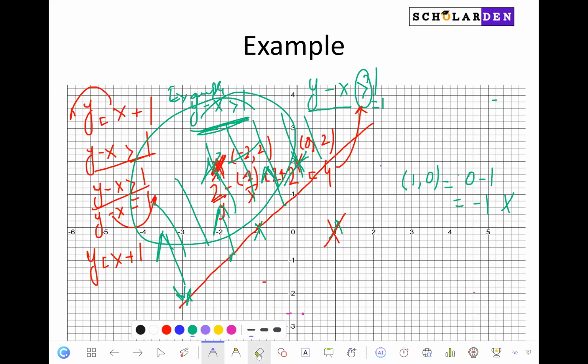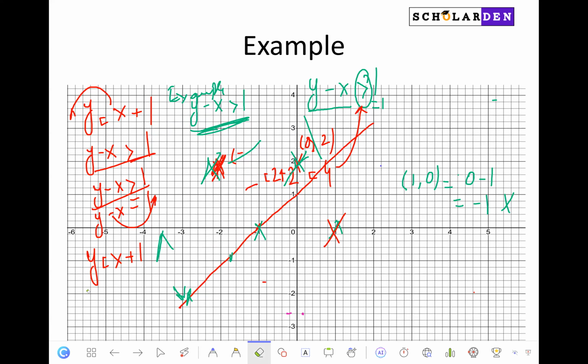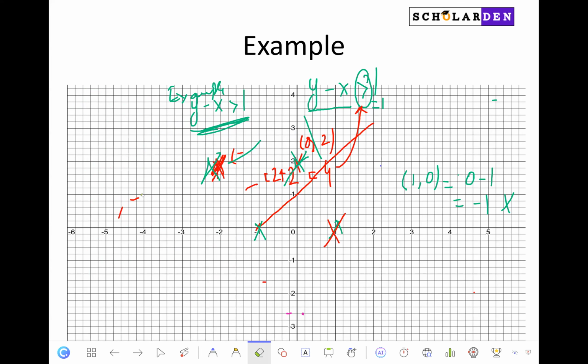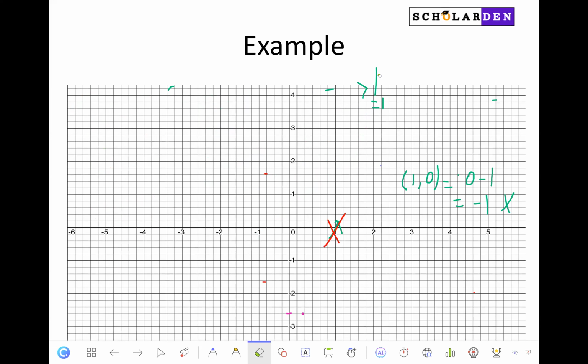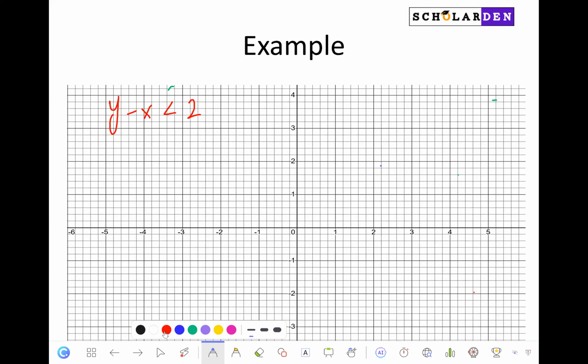All right, just for clarity's sake, let's do one more example before calling this session. And that is, say, y minus x is less than 2. I've changed the example so that we don't build on the lessons of the previous one right away. And so let's look at this.